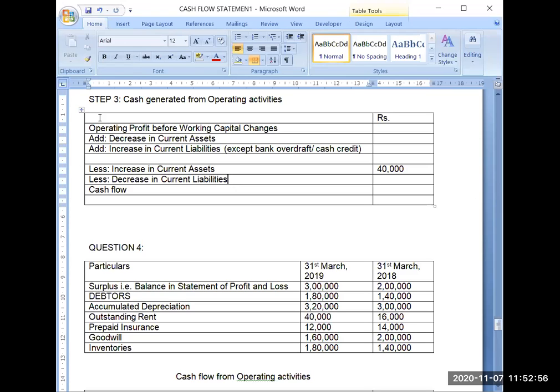So now I hope all these four additions and subtractions are logically clear. Why add any decrease in current assets? Why subtract any increase in current assets? Why add increase in current liabilities, and why subtract decrease in current liabilities? If you are logically clear about that, you will never get confused. After adding these and subtracting, you will get cash flow from operating activity.